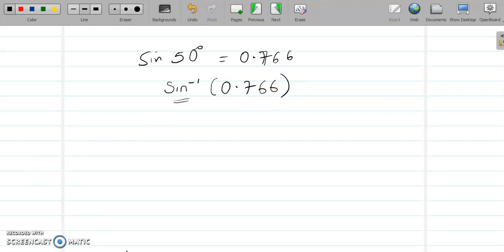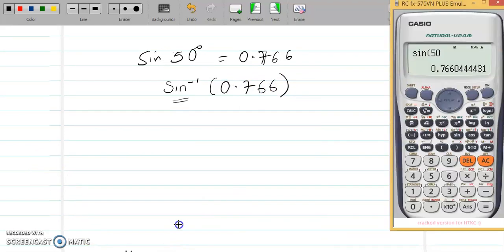For us to use our calculator to find the inverse, look at sine on my calculator. The one written under is the inverse of sine. This is cos. The one written under is the inverse of cos. This is tan. Likewise that. So for me to find the inverse of sine, I will press shift, then sine. You see, it brings out the notation of inverse of sine. If I need the inverse of cosine, I will press shift and cos. It gives me the inverse. Likewise the tan.